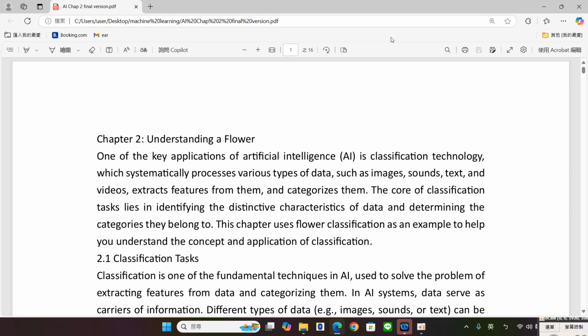Hello everyone. Today we would like to study Chapter 2 of AI. The title of this chapter is Understanding a Flower.